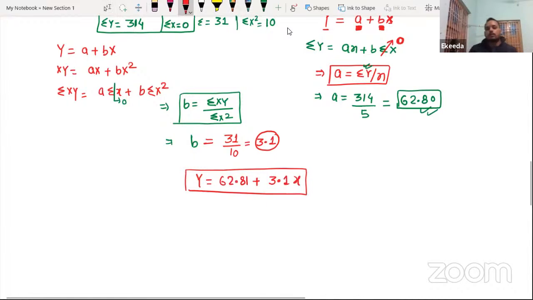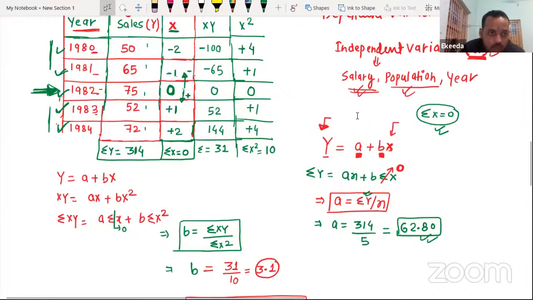Okay. So one of the answers we can do, they are saying that find the trend data for 1985. So for 1985, what we will do? Y, we have to find for 1985, that is 62.81 plus 3.1 into x. So for 1985, what is the value of x? You can see for 1984, the value of x is +2.